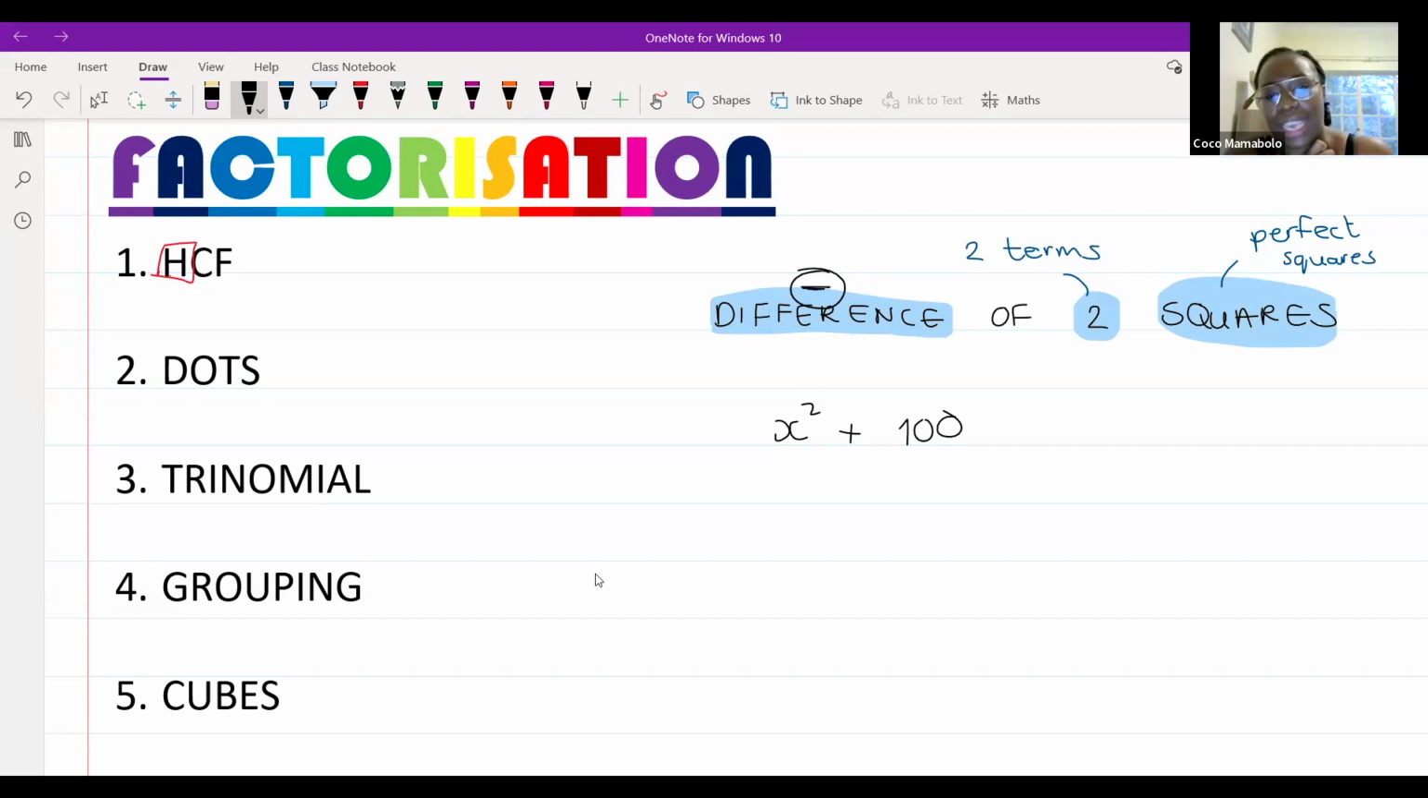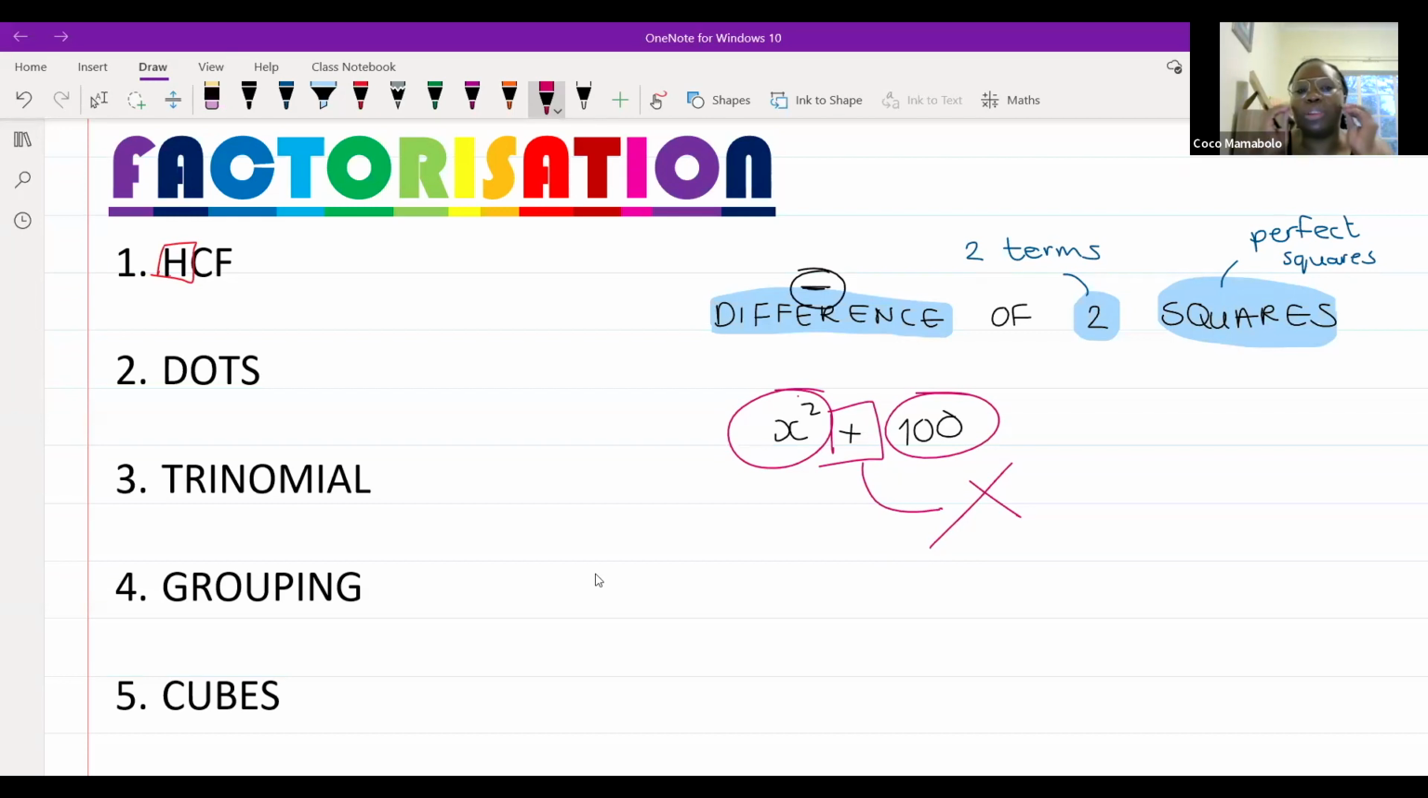For those of you who say yes, Abu says 10 times 10 is 100. You're completely correct. This is a perfect square and x squared is a perfect square. Does this meet our criteria? That's it, Tyler. No, it doesn't, because the difference means that we must have a negative. Do we have a negative here? No, we don't. So this does not count as the difference of 2 squares.